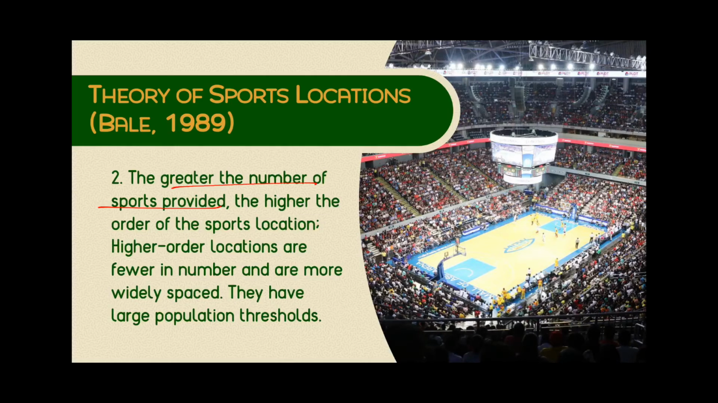So higher order locations are fewer in number and are more widely spaced from each other. Of course, it doesn't feel so logical to place sports centers near each other, because they're just going to be competing with the same population. So usually we place maybe one per city, and of course the complexity per city varies. So for example, I feel like Marikina Sports Center would have a different set of availabilities and opportunities compared to Quezon City Sports Center, etc. And then of course they have a large population threshold. So higher order locations cater to a large number of sports and a large number of spectators.